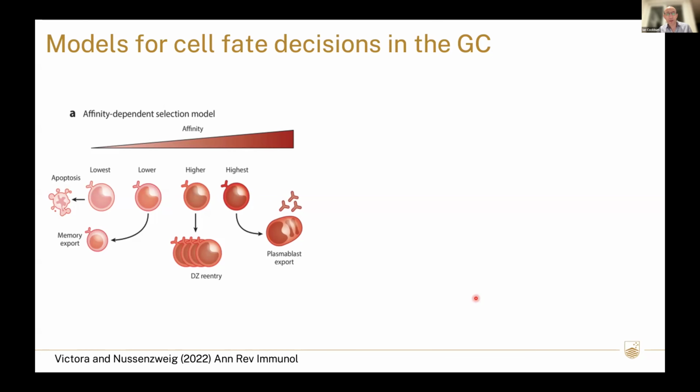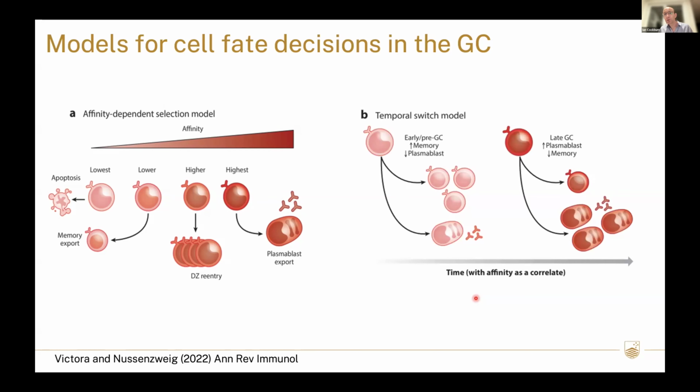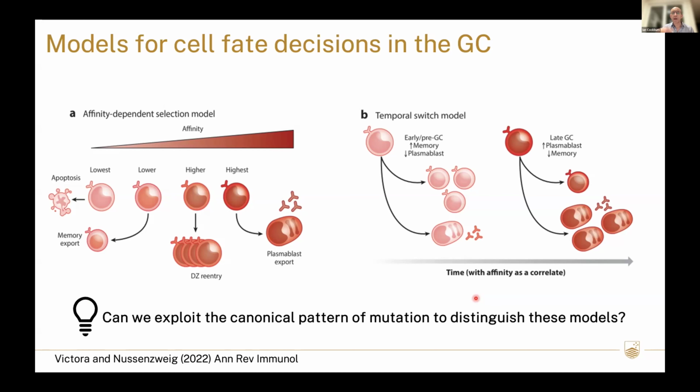People noticed that plasma cells have much higher affinity than memory cells, and so they inferred that in the germinal center, low affinity cells become memory cells, which I think is now well established, but that high affinity cells would preferentially become plasma cells. Mark Schlomchik proposed a different model, which was that memory cells emerged early when the overall affinity of the germinal center was low, but plasma cells emerged late when the affinity is generally higher. And we thought that we could exploit our canonical pattern of mutation to distinguish these two possibilities.